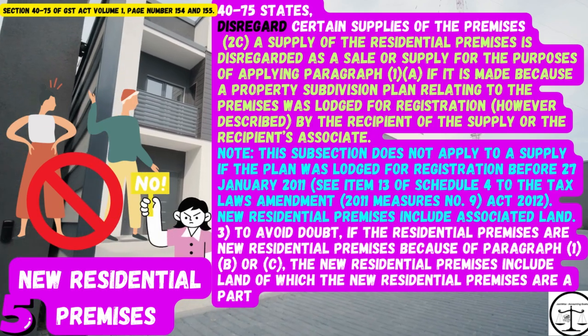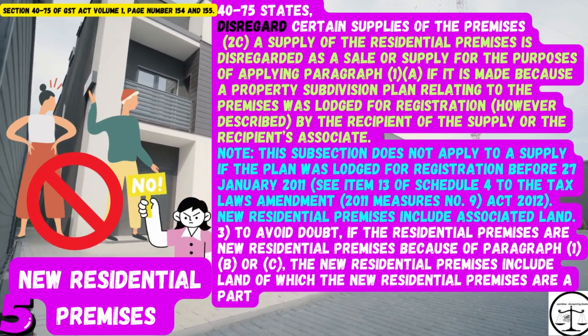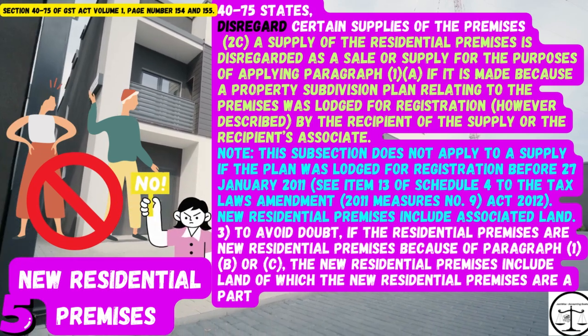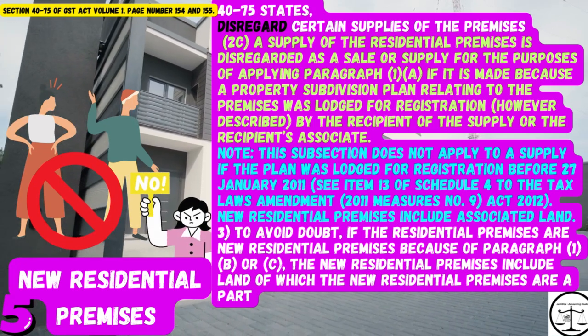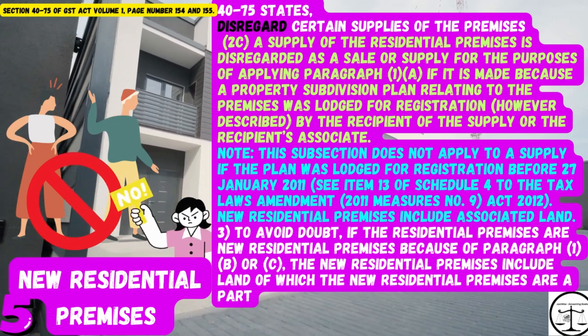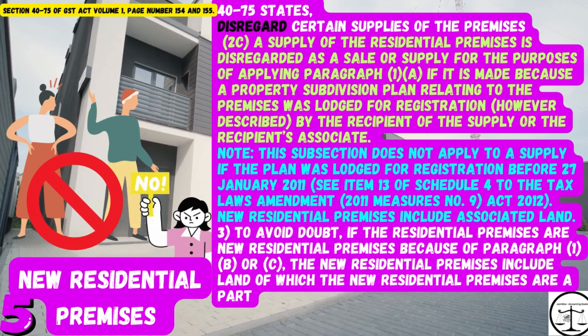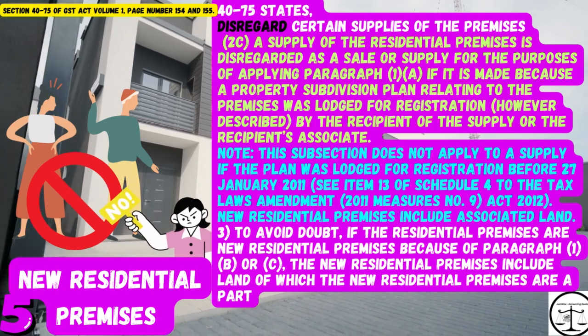New residential premises include associated land. (3) To avoid doubt, if the residential premises are new residential premises because of paragraph 1(b) or (c), the new residential premises include land of which the new residential premises are a part.